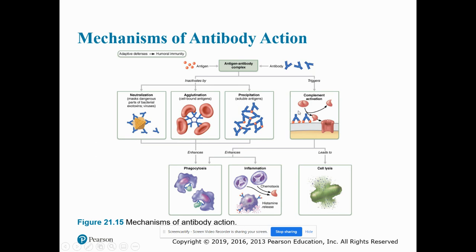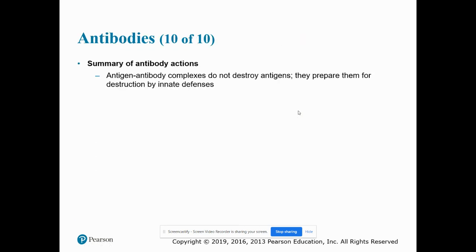So to sum everything up, antigen-antibody complexes do not destroy the antigen. It prepares them for destruction by innate defenses.